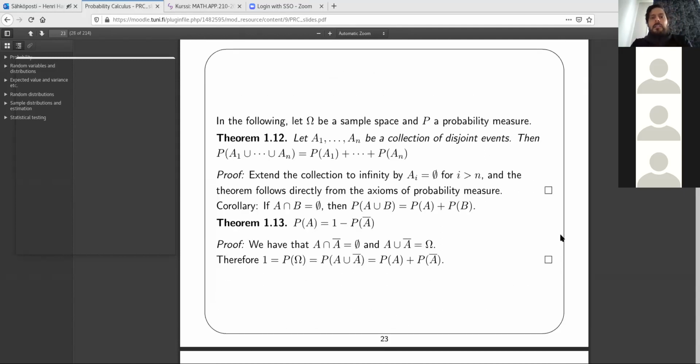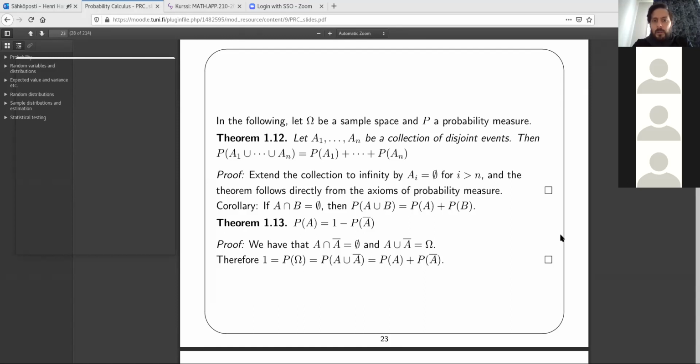So let's say that we have a sample space and we have a probability measure. Implicitly, we assume that there is a sigma algebra in play. So the theorem says that if we have a collection of disjoint sets, then the probability of one of these happening is the sum of probabilities of each of them happening separately.